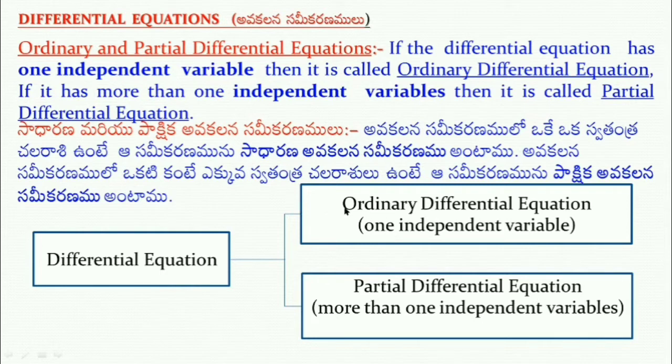In ordinary differential equation we have only one independent variable. In partial differential equation we may have more than one independent variable.